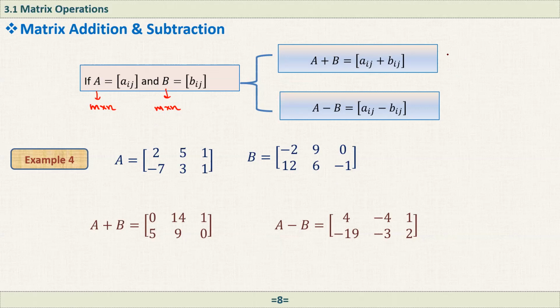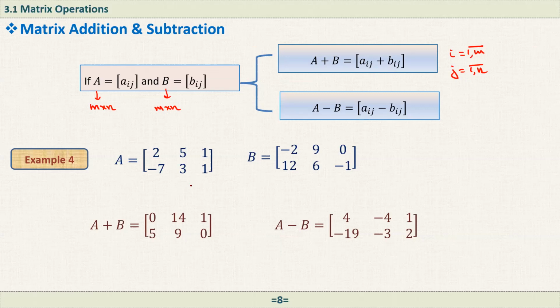Then I is changing from 1 to M, right? And how about J? J is changing from 1 to N. When these indices change from 1 to M and 1 to N, that means we are adding all the corresponding entries. For subtraction, it is the same thing. To be able to subtract two matrices, they must have the same dimensions or sizes. Then we just subtract their corresponding entries.